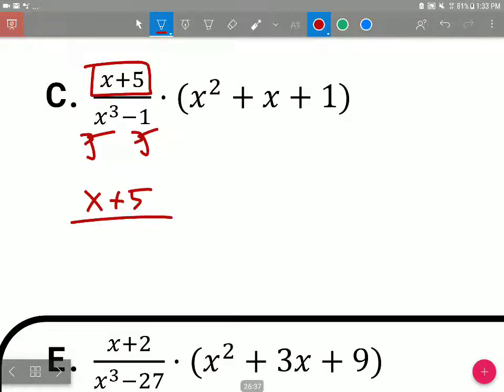The bottom, that's a difference of cubes. So the cube root of each, well, x cubed is x cubed. So we'll just look at x. What times itself 3 times is negative 1?